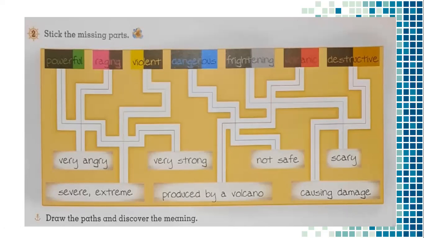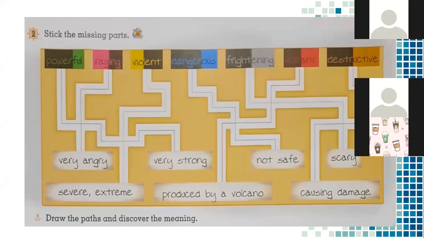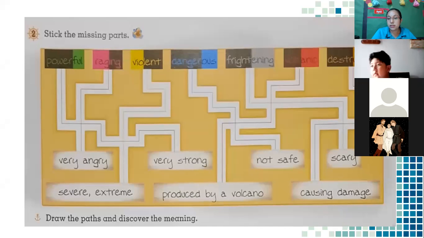So let's see, remember this one you have on page 25. So you stick the complement of the word. In that case are adjectives, yes? Okay, when you finish or you did it, you tell me. Okay, excellent. So let's see, we have powerful, raging, violent, dangerous, frightening, volcanic, and destructive. Yes? Okay, good job.